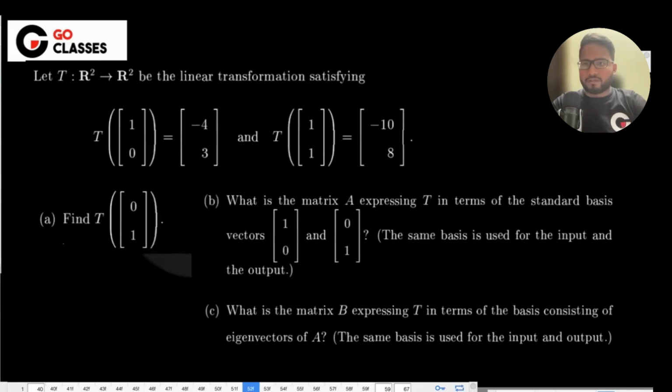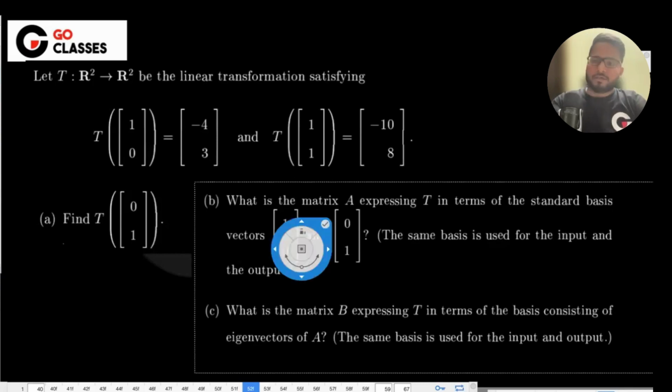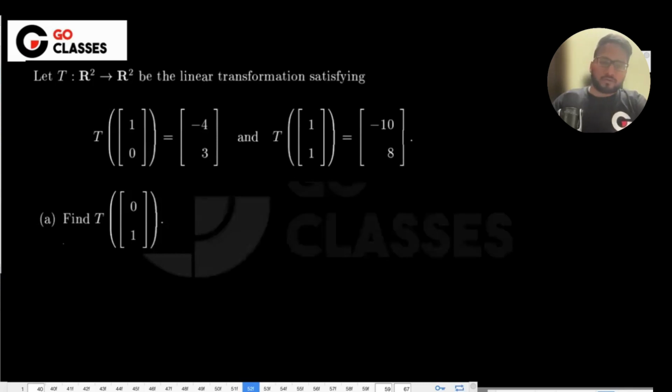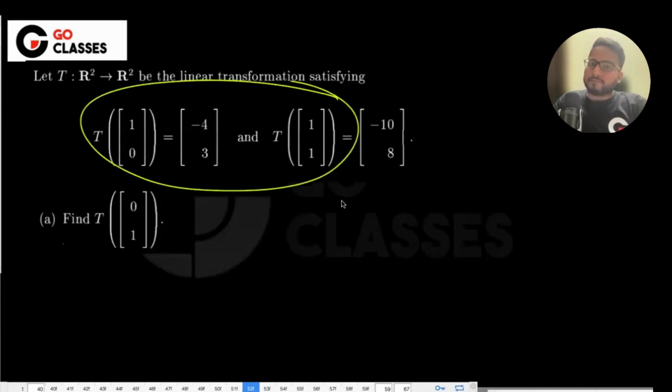Okay, so let's just see, right? What is the answer? Okay, let's see one by one. So this T of (0, 1), they have given the transformation of some basis vectors, but it is not a standard basis. If they've given the transformation in some other basis, let's not worry about it.